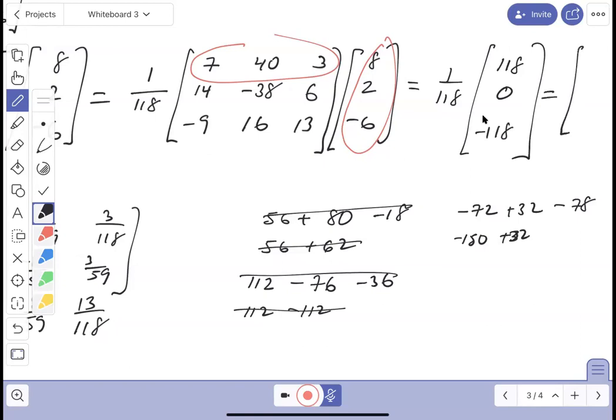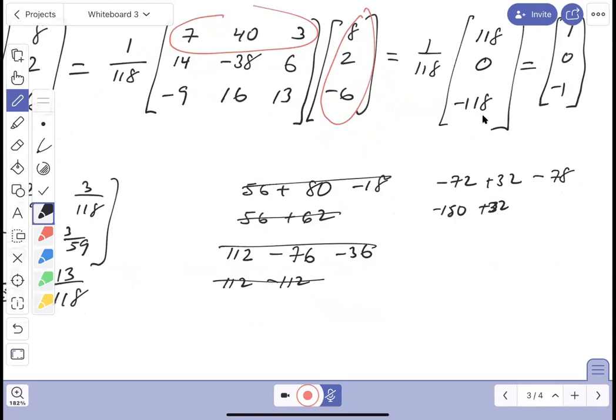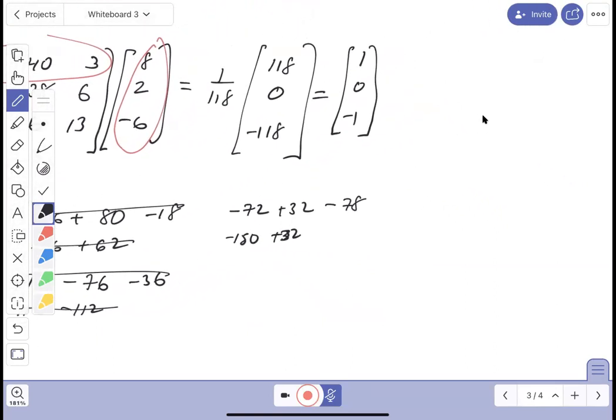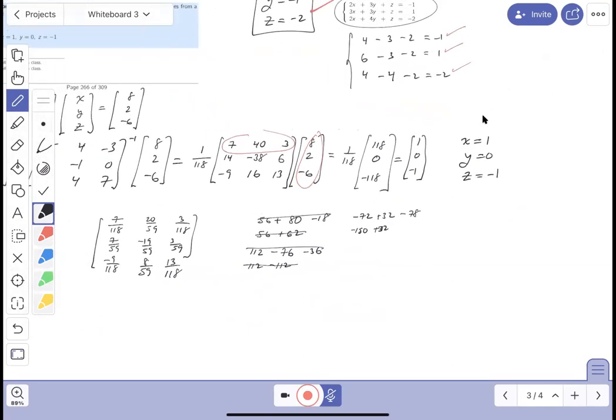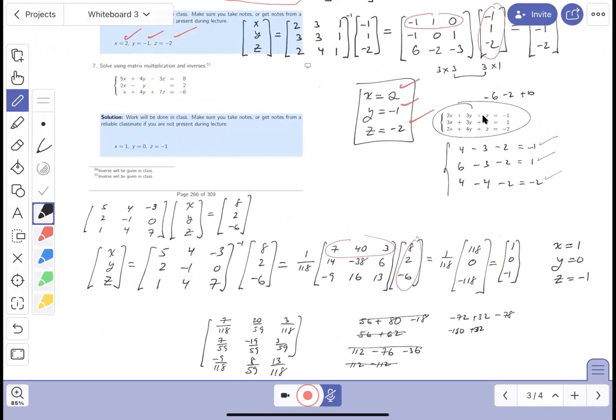What does this produce? 1, 0, minus 1. All right, now I'm going to write down what that means to me. It means x is 1, y is 0, and z is minus 1. Now, by the way, I like that the numbers are easy. I'm not saying I'm right, by the way. I'm just saying I like those numbers. They're really easy.